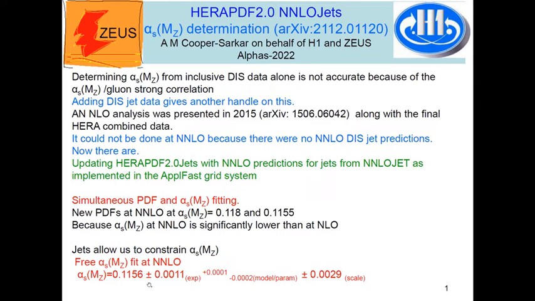I've given the bottom line at the bottom of the slide, but in view of the many discussions that have been going on here, I should say that the largest uncertainty on this determination is the last one, the 0.0029, and it is the theoretical uncertainty. It's the scale uncertainty on the jets. So it obviously relates very much to the fact that we need to know more about the missing higher order corrections.